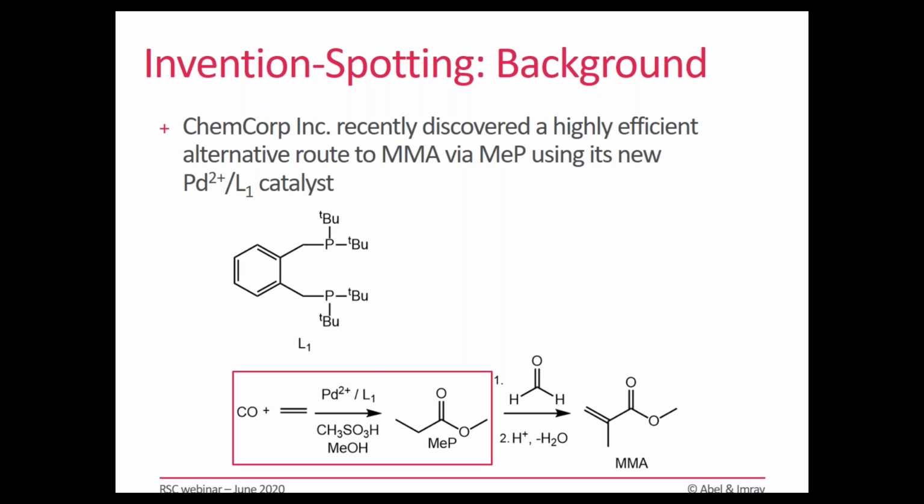The follow-on step is relatively straightforward chemistry. It's reaction with formaldehyde, condensation to give you methyl methacrylate. And the discovery of ChemCareers here was that when they used this particular diphosphine labeled as L1 in their catalyst, so this is a diphosphine with this silyl backbone and t-butyl groups on each phosphorus, so that's bulky electron donating groups on each phosphorus, with palladium, then they are able to make MEP, and then that gives them the transformation they're looking for. So that's the background to this.